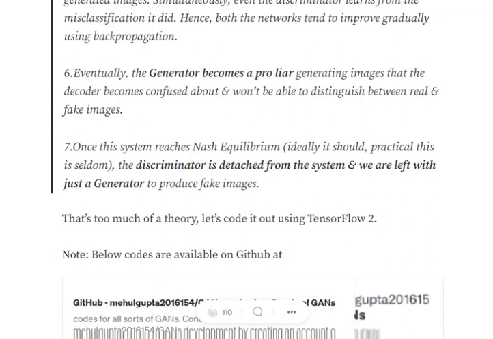Once the system reaches a Nash equilibrium, which I already discussed in a previous video, you can go and watch it. The discriminator is detached from the system, okay, now your work has been done, and it's just the generator that we would be using for generating images. It does make sense, because the discriminator was getting used just to train the generator, to provide feedback that, okay, the images you're generating are worth it or not. So that is what GANs are all about.